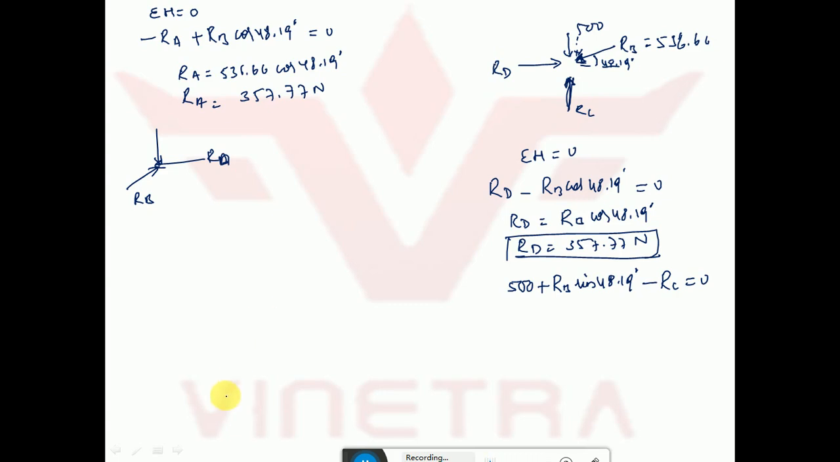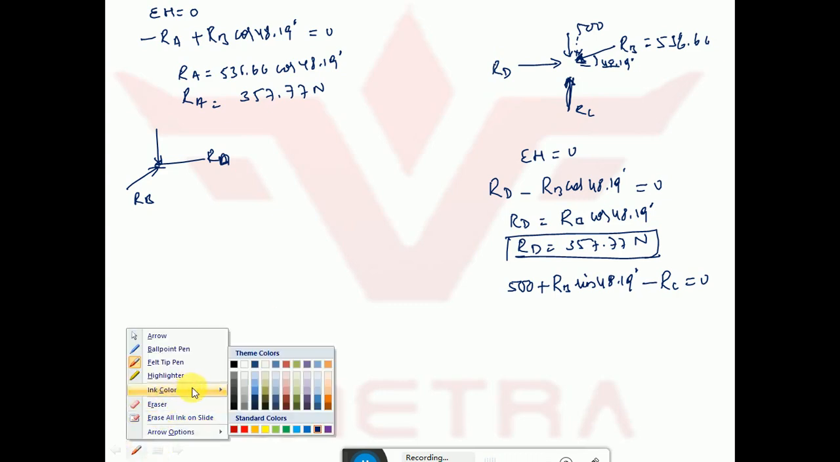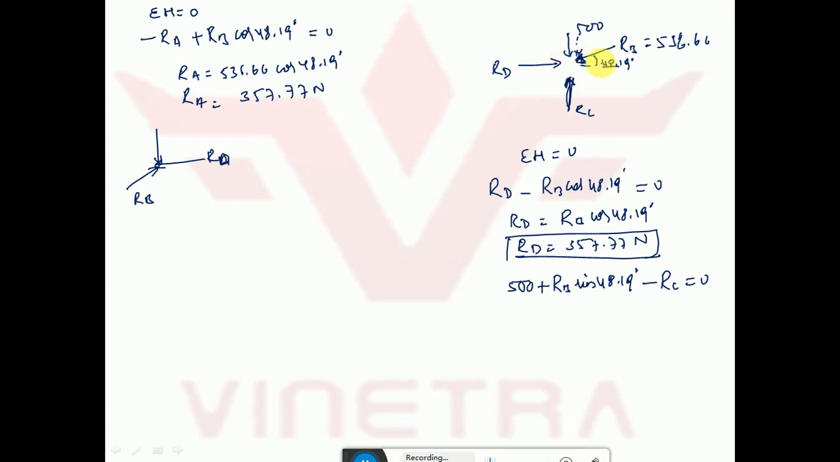See here, I will resolve the things so that it will be clear for you. I will resolve this and redraw here. This is RD, right? This one is upward RC. Downward force is 500 Newton. If I resolve this force, it will be RB cos 48.19 degrees and vertically downward it will be RB sine 48.19 degrees. I have resolved this inclined force into two components.